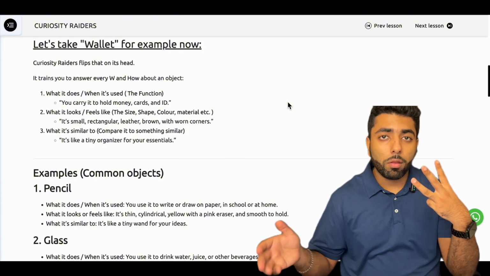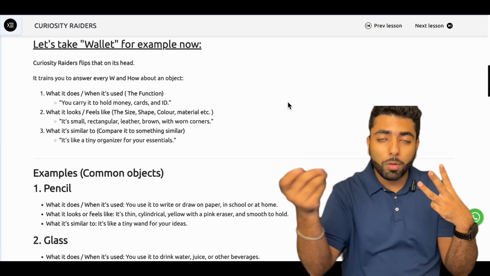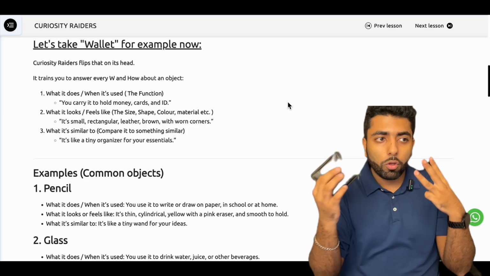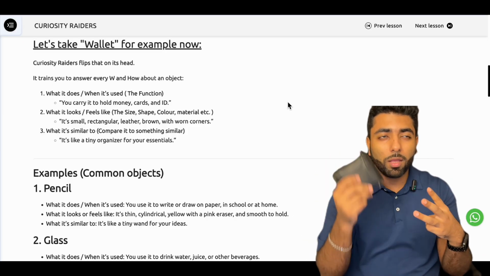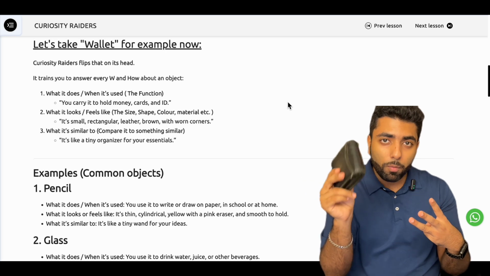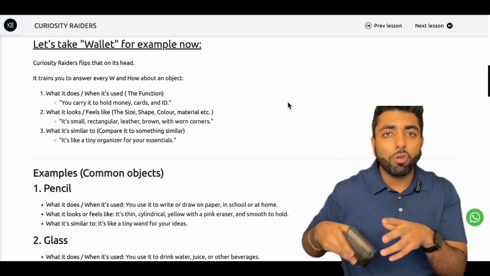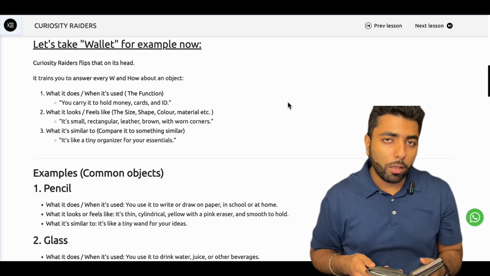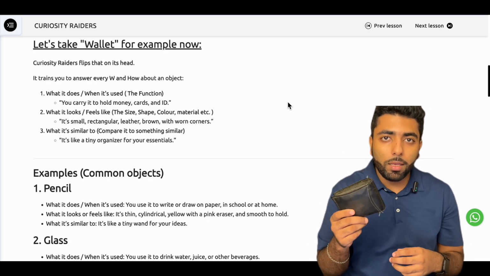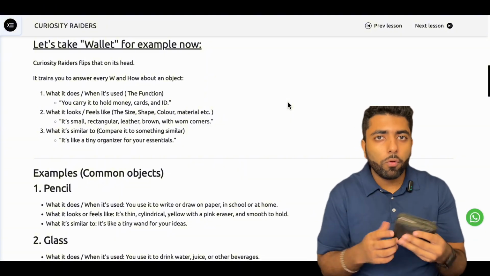Third, what is it similar to? Can you think of something that this is similar to? Sometimes we have to explain by telling them that thing that this is similar to. What is this similar to? Think about it. You can either say this is like a small bank that you can put in your pocket to store your money, or in other words, you can also say it's a tiny organizer for your essentials, right? So it's an organizer for your essentials.